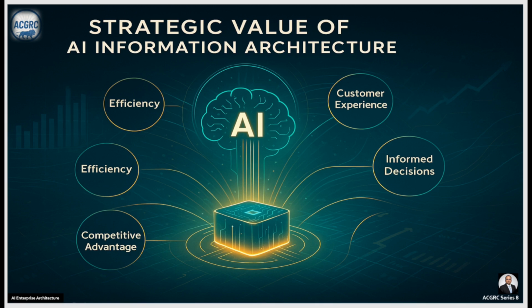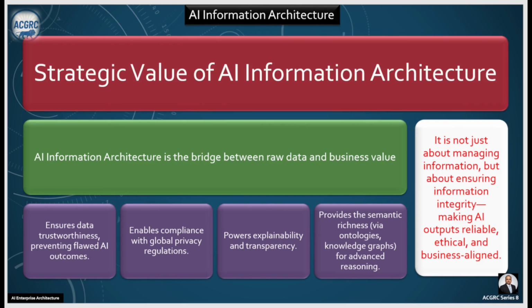Strategic value of AI information architecture. AI information architecture is the bridge between raw data and business value. You ensure data trustworthiness, thus preventing flawed AI outcomes. You enable compliance with global privacy regulations. It powers explainability and transparency. It provides the semantic richness for advanced reasoning.